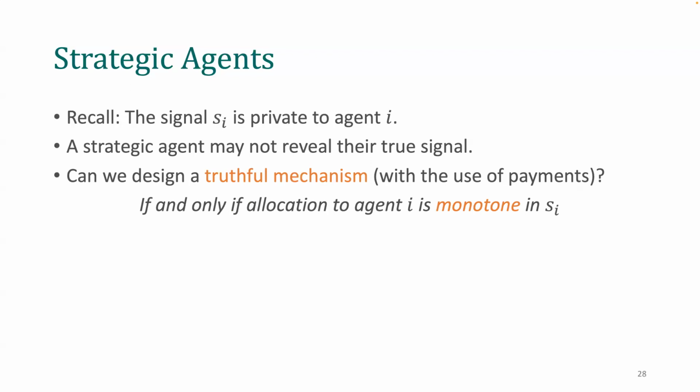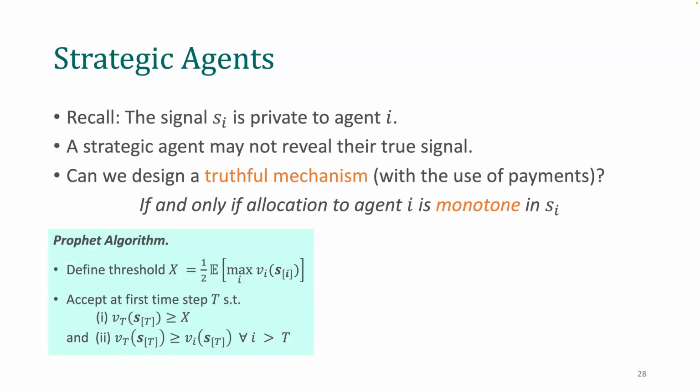And if this is true, we can come up with truthful payments, or a payment function that ensures that the agent has no incentive to lie about their value or lie about their signal. And if this does not hold, actually we cannot get any truthful implementation of this algorithm. So let's look at our profit algorithm and see whether this is actually a truthful mechanism.